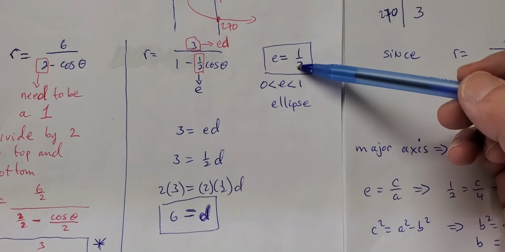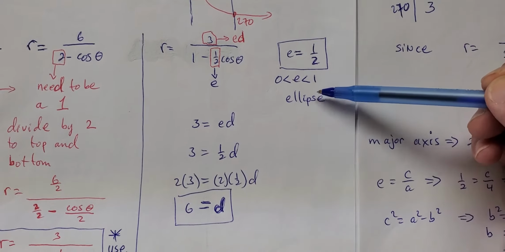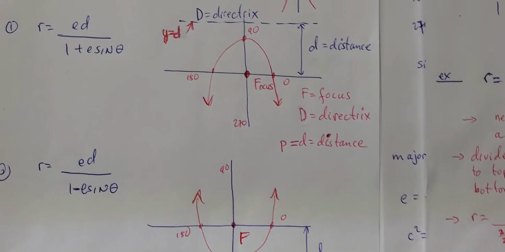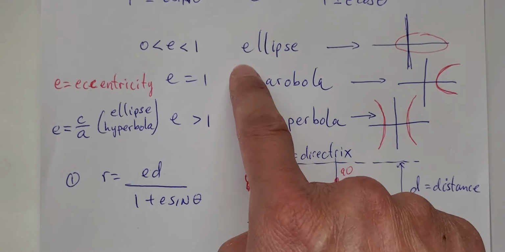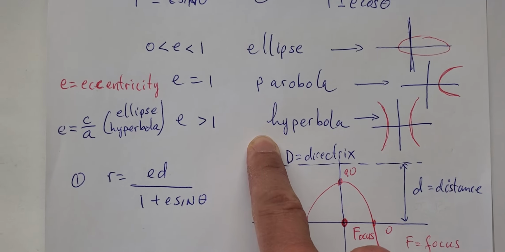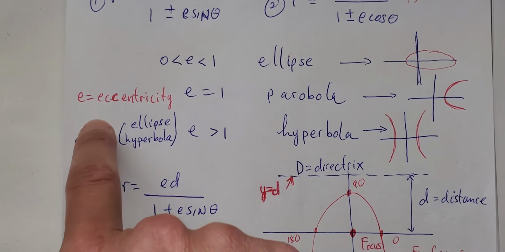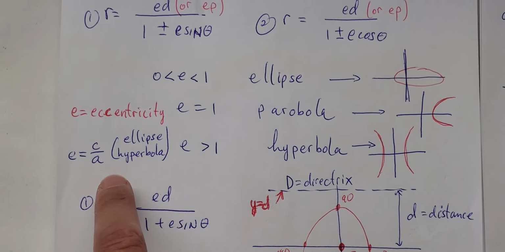Second thing, find what is e. e will determine ellipse, hyperbola, or parabola, just like what I have here. Okay, e will determine ellipse, parabola, or a hyperbola. And with ellipse and hyperbola, you have to use e equals c over a. This will help you to find a, c, and also b.